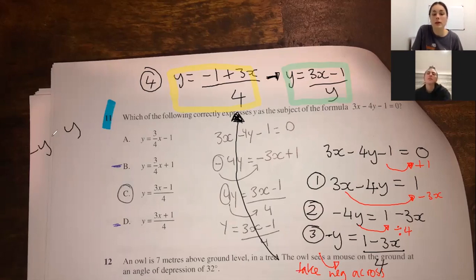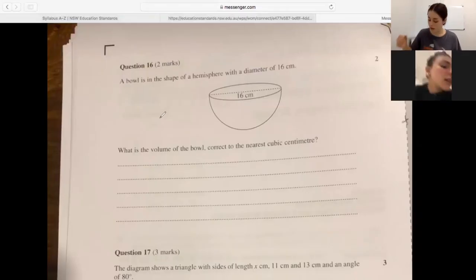And so if you have a negative y and you're trying to get y by itself, you have to remove the negative. So you have to take it across to the other side, and you just change whatever symbols are there. So that's why it then becomes a negative 1, and you change the negative 3 to a positive 3.